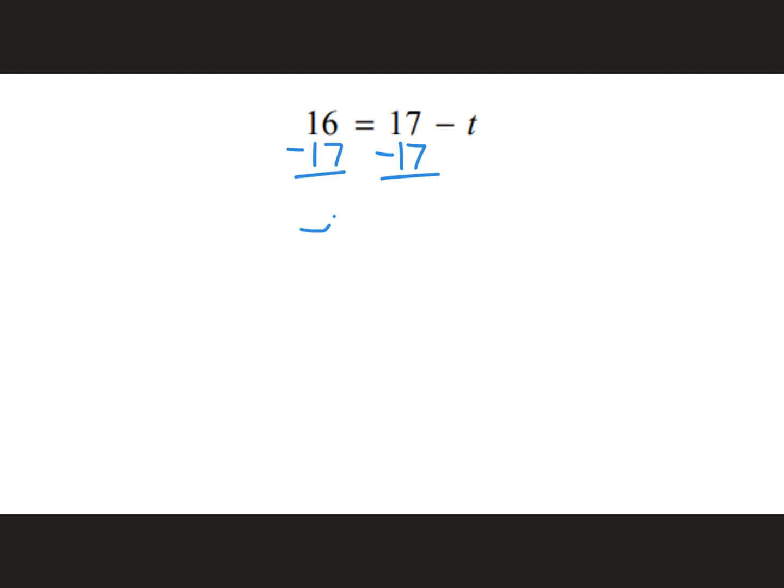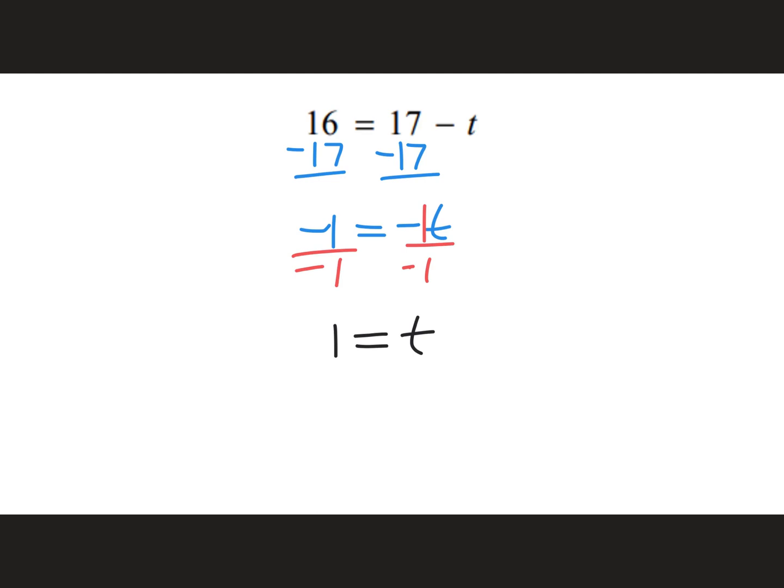And this becomes a negative 1 equals a negative t. And so some people are like, oh, that's just it. That's a negative 1. No, because negative 1 equals negative t. And so to show a process here, what number is in front of the t? Well, a negative 1. So if I divide this by a negative 1, and whatever I do to one side, I must do to the other side, I finally get, as an answer, positive 1 equals t.